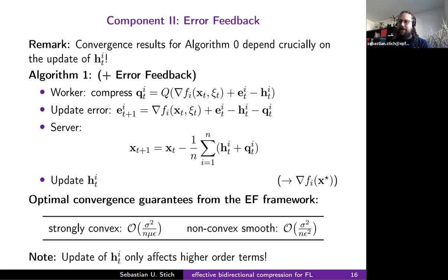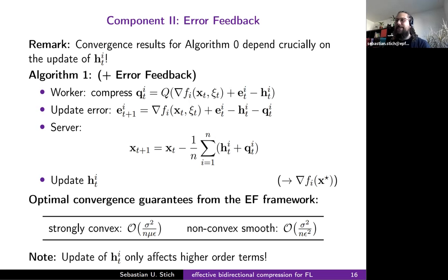And interestingly, we can prove that for almost all reasonably sensible ways to update the H, we can get the same convergence guarantees as we would get for SGD without compression. If we just look at the first term in the convergence rate, so the dominating term when the noise is high. And yeah, I think this is somewhat interesting because it leaves a lot of freedom to now design schemes that work in practice, but maybe are harder to prove, because we know it will only affect lower order terms.